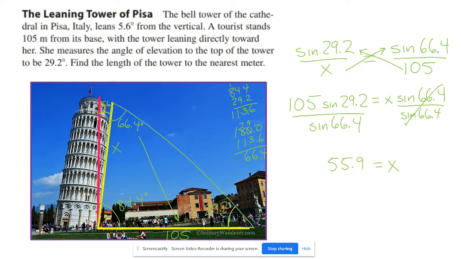That is in meters. So the length of the Leaning Tower of Pisa, measured along the diagonal here, is 55.9 meters, which is about 170 some feet. That's a pretty reasonable measurement, and it's actually accurate. So there you go. That's how you set up and work out problems using the law of sines.